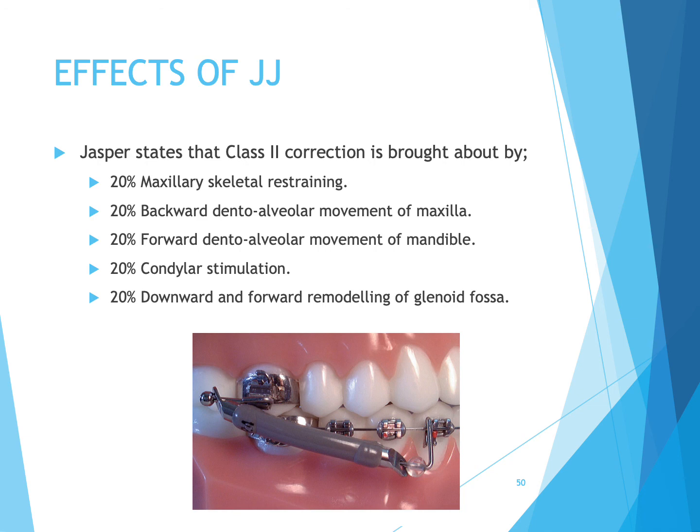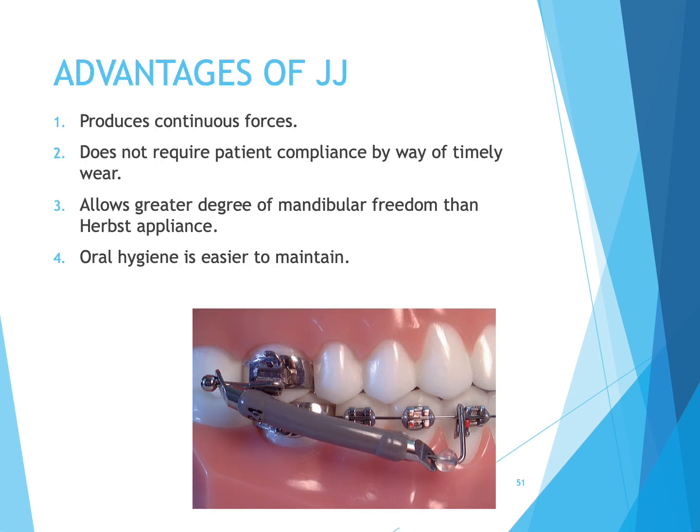Jasper states that class 2 correction is brought about by 20% maxillary skeletal restraining, 20% backward dentoalveolar movement of the maxilla, 20% forward dentoalveolar movement of the mandible, 20% condylar stimulation, and 20% downward and forward remodeling of the glenoid fossa. The advantages of the Jasper jumper are as follows. It produces continuous force, does not require patient compliance by way of timely wear, allows a greater degree of mandibular freedom than the Herbst appliance, and oral hygiene is easier to maintain.